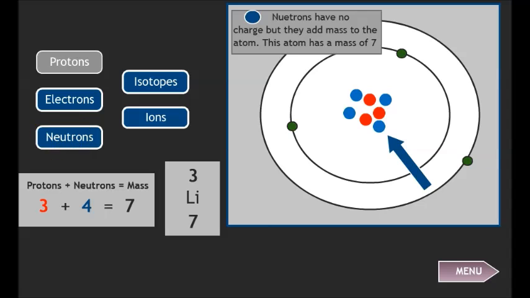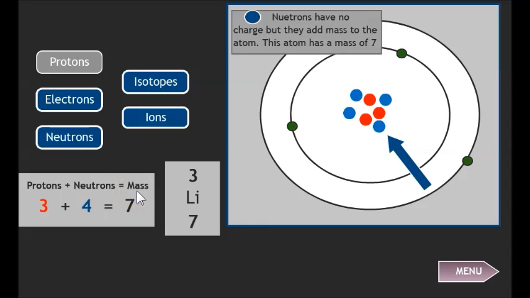Finally, we have the neutrons. The neutrons are also in the nucleus along with the protons, and they have a neutral charge. So they're not positive or negative, but they do have a lot of mass. So in order to figure out the mass of an atom, you look at the number of protons and you add the number of neutrons, and then you get the mass of the atom.